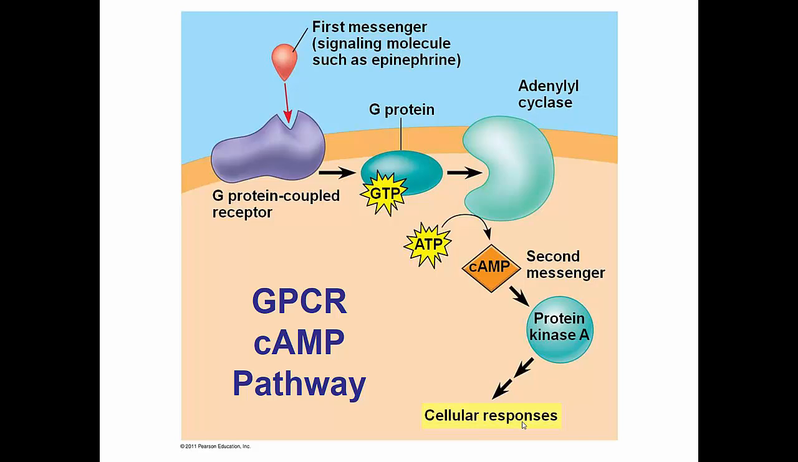So now let's take a look at one of the specific G protein coupled receptor pathways. So this is the cyclic AMP pathway. In this case, our major source of amplification is going to be the second messenger, cyclic AMP. The cyclic AMP pathway is the pathway used to create a response to the signaling molecule epinephrine.